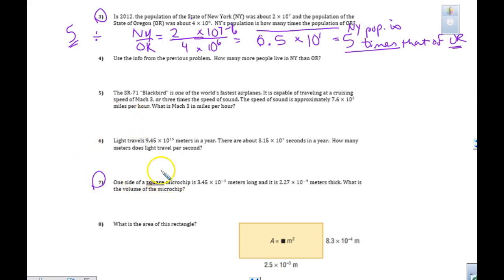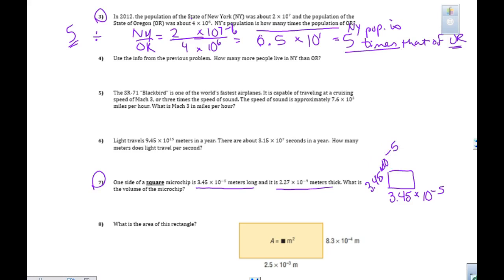Number 7 says, one side of a square microchip is this many meters long, and it is this many meters thick. What is the volume? Well, this is like telling us our area as we are looking at it. So let's think of drawing a square microchip. One side of the square is 3.45 times 10 to the negative 5. It's really small, right? This is the other side, 3.45 times 10 to the negative 5, because it's a square, so those two are the same.